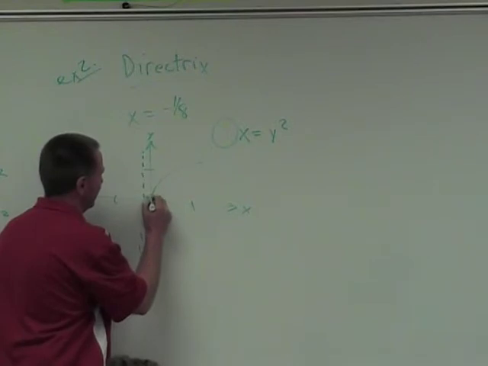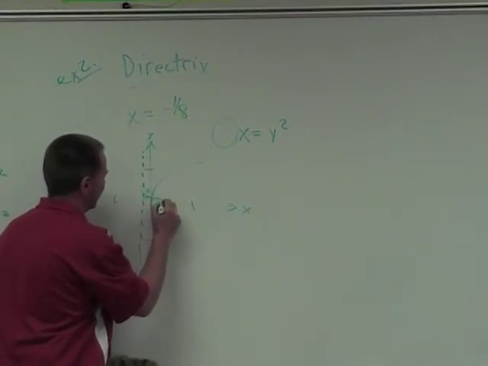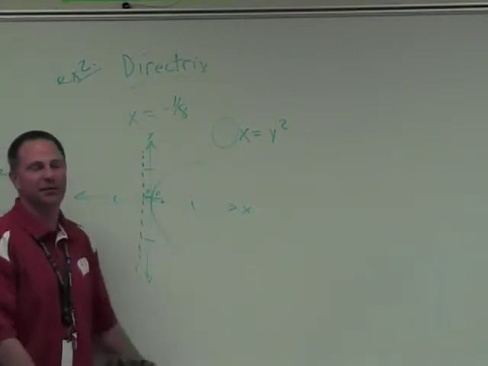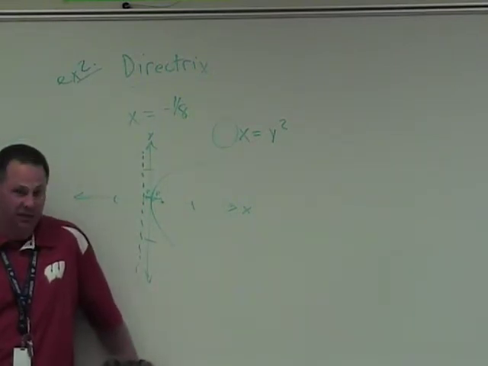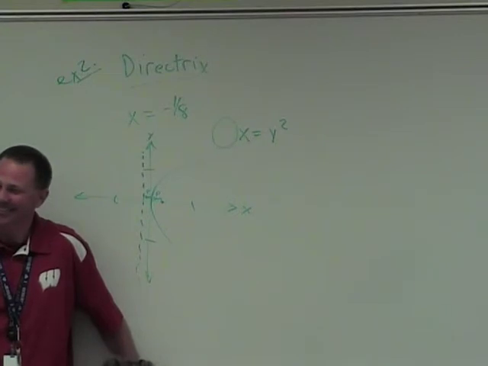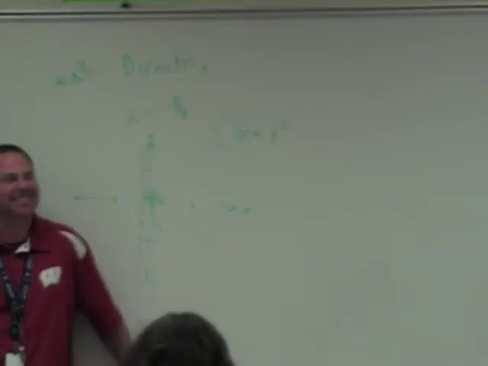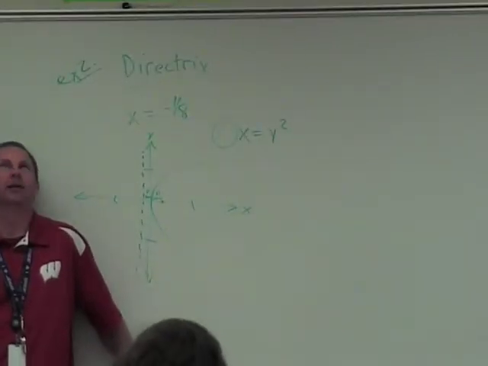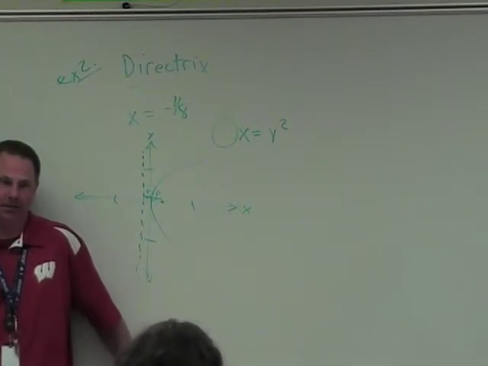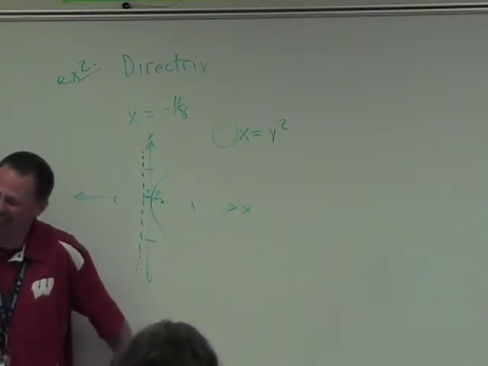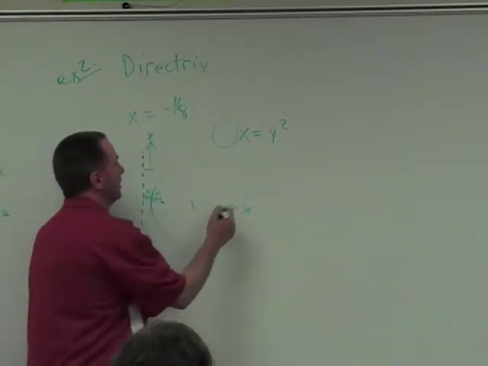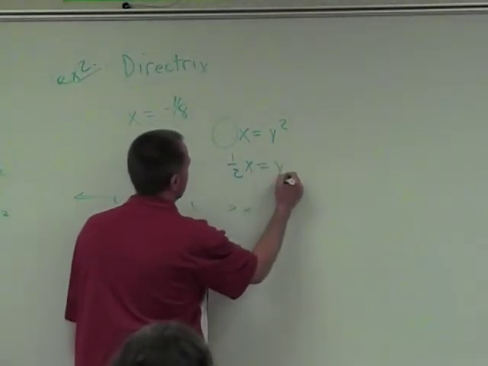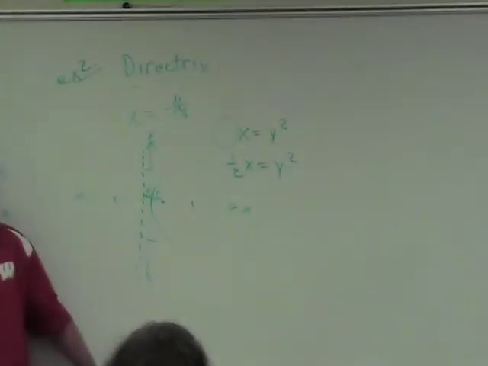Isn't p the distance from the vertex to the directrix and the vertex to the focal point? Yes. Okay, so what's p? 1/8. So what's 4p? 1/2. Is it positive or negative? Positive. Okay, so 1/2 x equals y squared. That's how you find the directrix, or the equation given the directrix.